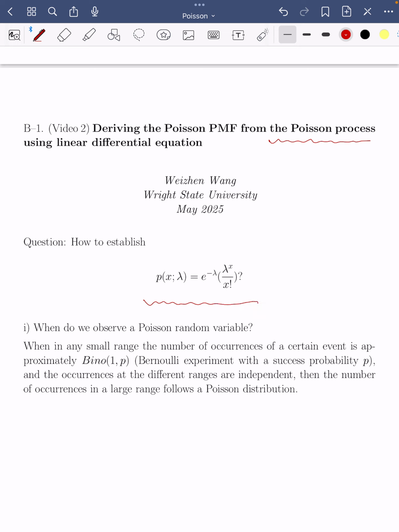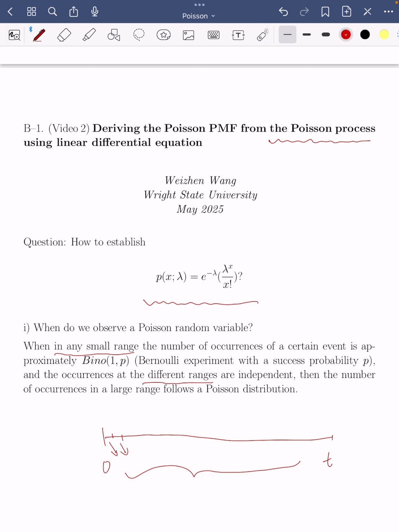The basic idea here is that we have a big range, from 0 to t. And then in a very small range, say this is one small range, and this is another one. In any small range, the number of occurrences of a certain event is approximately a Bernoulli experiment with success probability p. And also, the occurrences at different ranges are independent. And then the number of occurrences in this large range will follow a Poisson distribution.